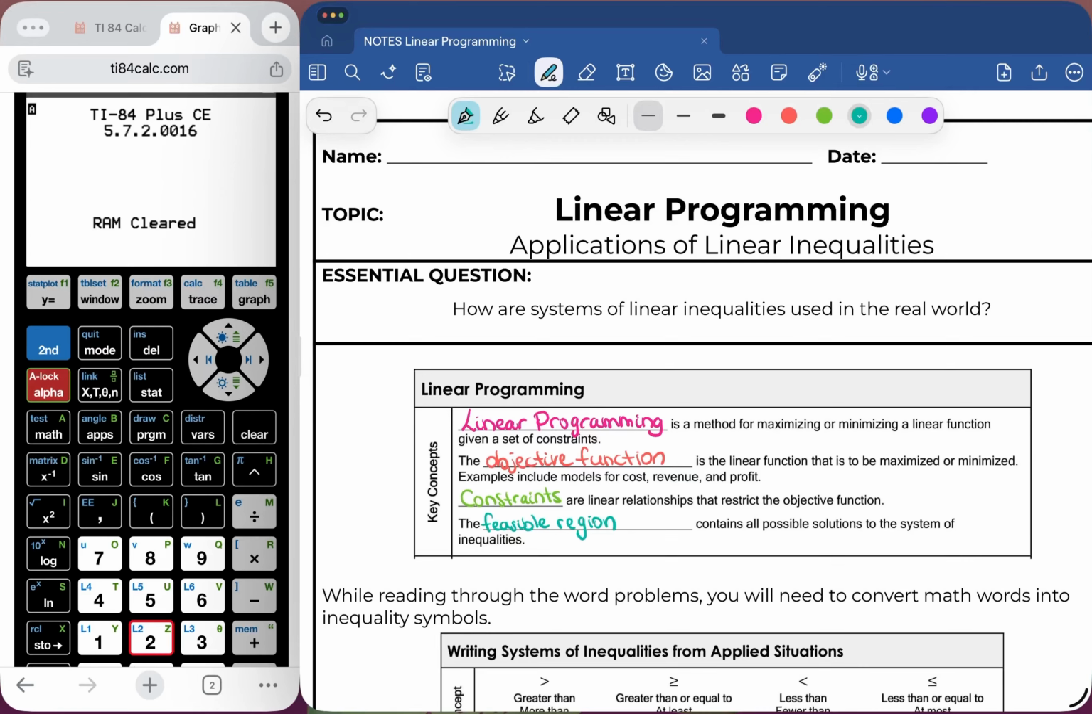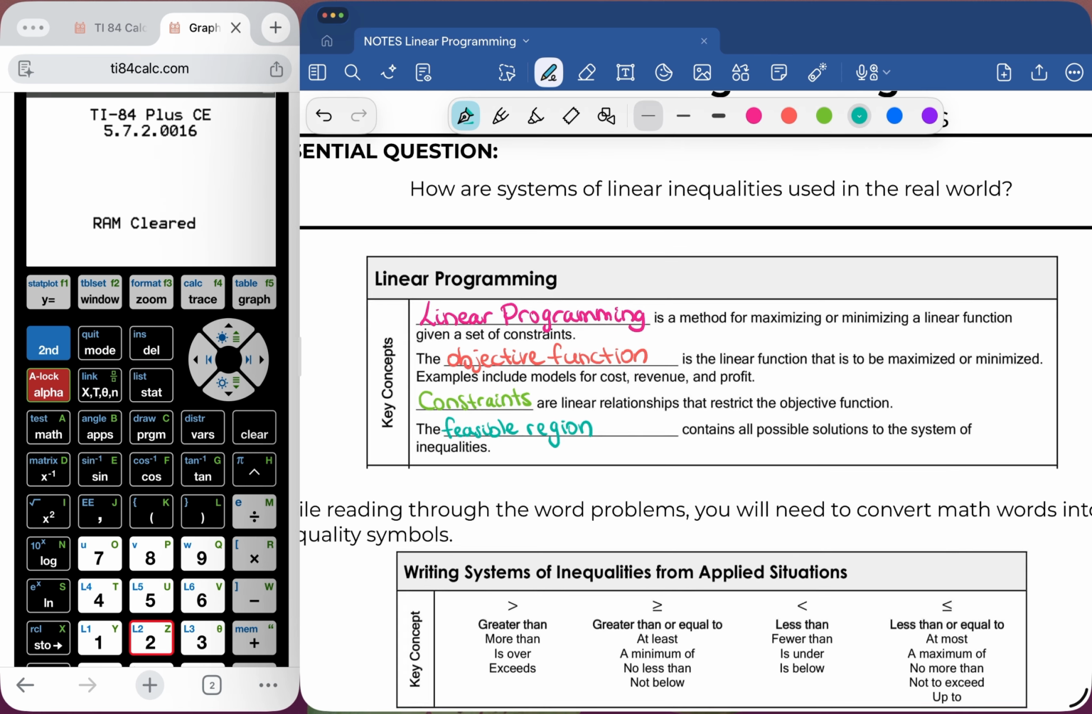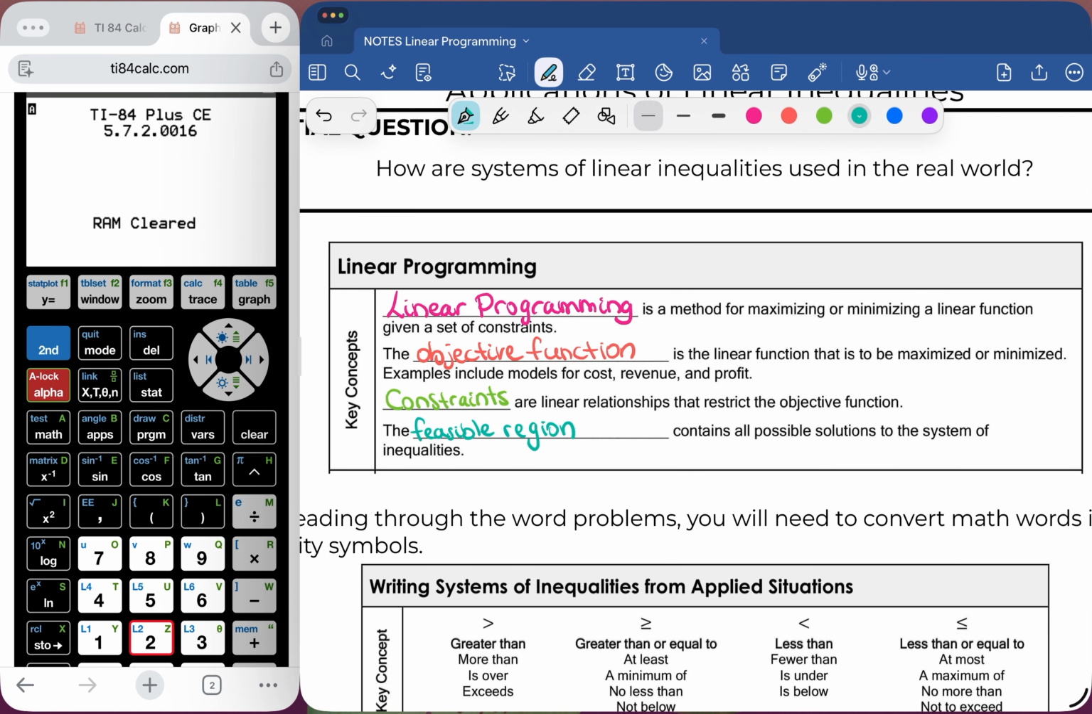Today's notes is called linear programming, which are applications of linear inequalities. So we're going to go over how systems of linear inequalities are used in the real world. There's some words that are going to be popping up and could be in some of your questions that are on your assignments or on your upcoming performance task. So I just want to go over those.